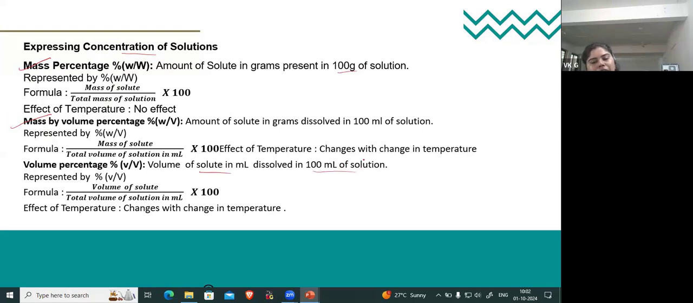The unit that we take will be ml itself. Both are taken as liquid solutions only. That is where we use volume percentage.